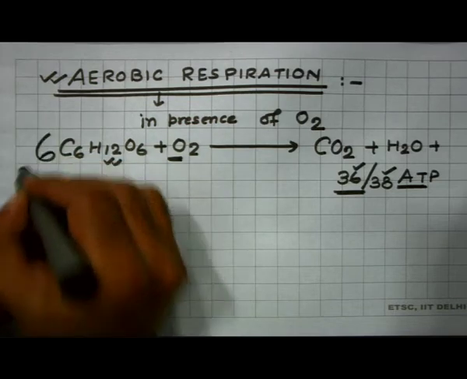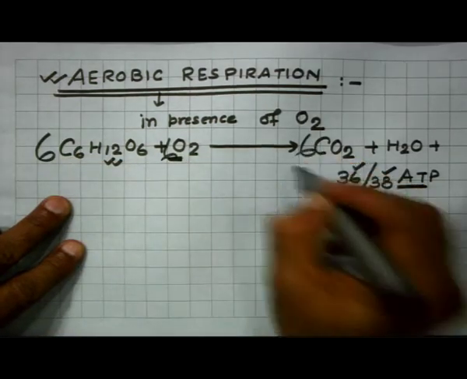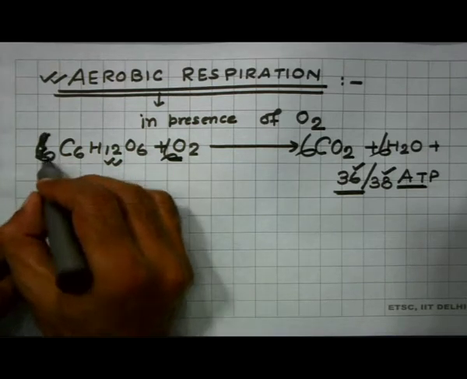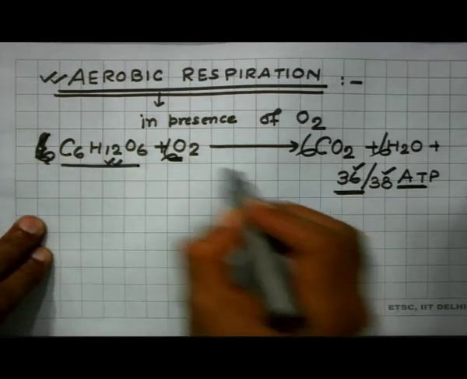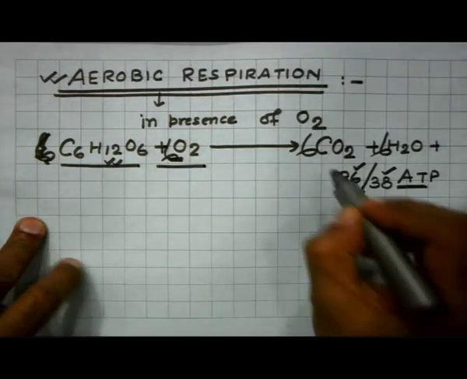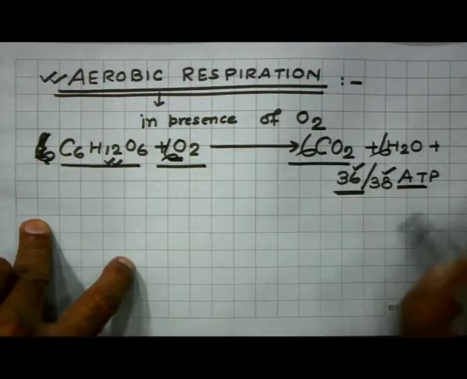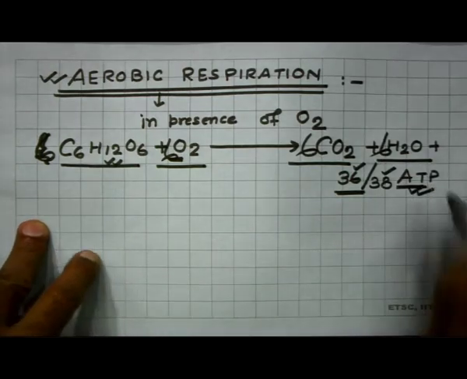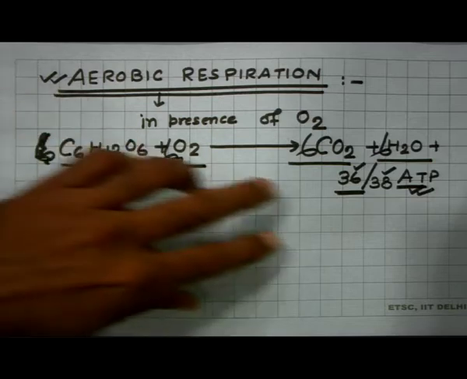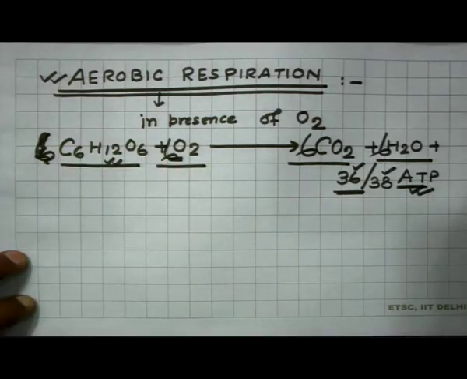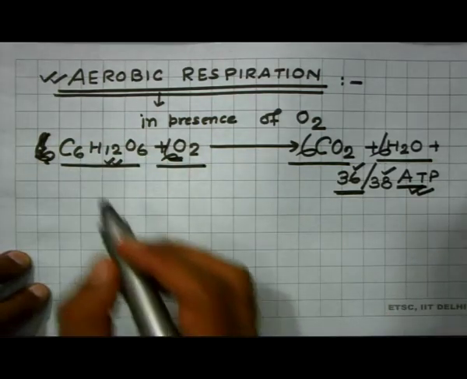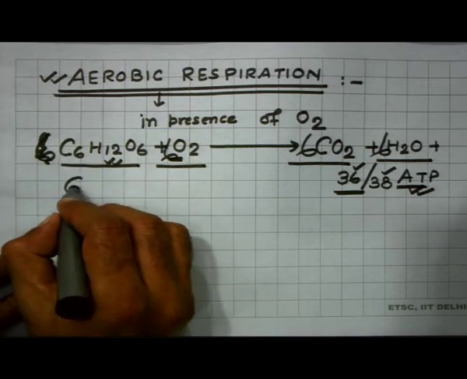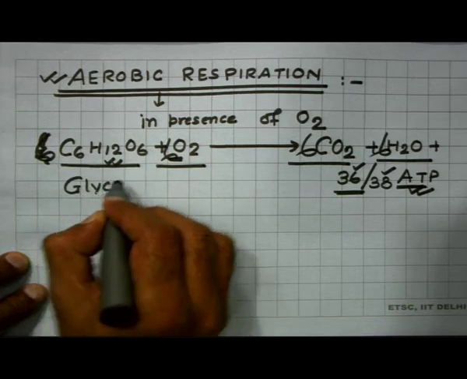So, we can balance it. 1 molecule of glucose combined with 6 molecules of oxygen forms 6 molecules of carbon dioxide and 6 molecules of water, and 38 ATP is formed in the complete breakdown of the glucose molecule. The common pathway for aerobic and anaerobic respiration is called glycolysis.